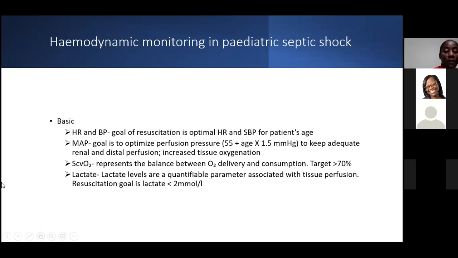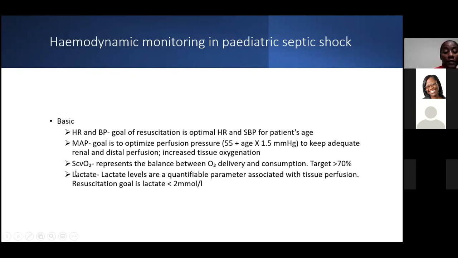And we talked about basics, so we're looking at heart rate and blood pressure, very simple. The goal of resuscitation is having optimal heart rate and blood pressure for patient age. Mean arterial pressure, which if you're using a blood pressure machine, it will give you, and this is the formula that you use. We want to ensure adequate renal and distal perfusion. And in turn, the end goal is increasing your tissue oxygenation.